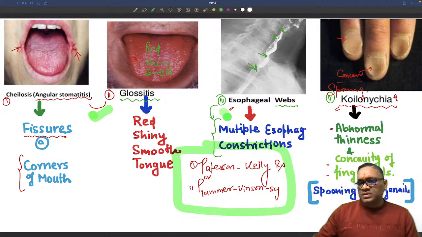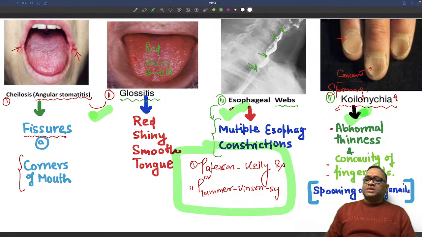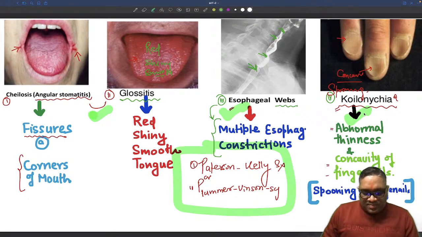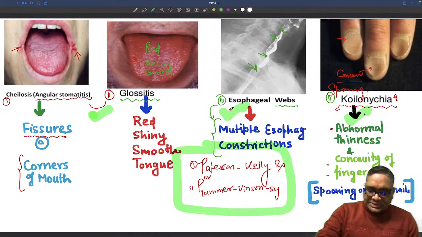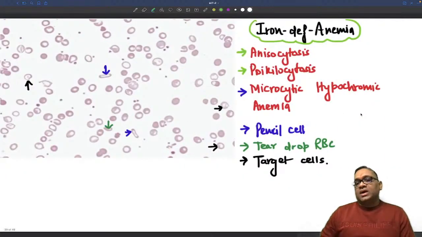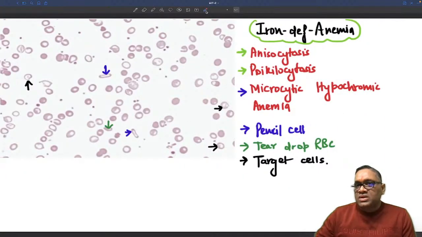So these three things together, right? Cheilosis, glossitis, esophageal web, koilonychia, all these things together are called Plummer-Vinson syndrome or Patterson-Kelly syndrome, which is seen in iron deficiency anemia. Thank you, Rohit, for such a beautiful picture, right? Spoon nails, that's great. Koilonychia is spoon nails, right? Thank you, Rohit.